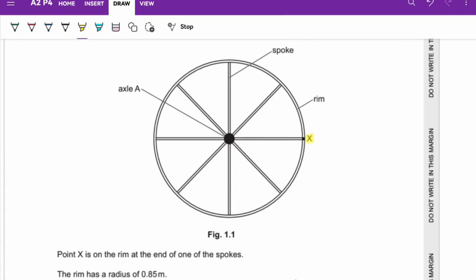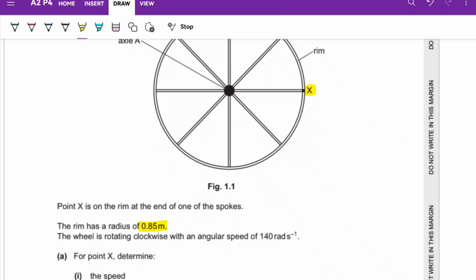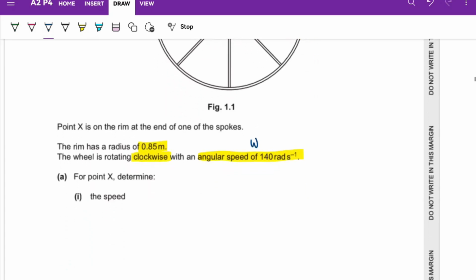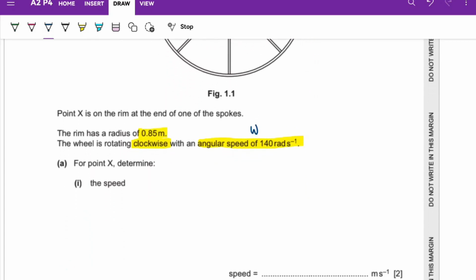The rim has a radius of 0.85 meter. The wheel is rotating clockwise with an angular speed of 140 radians per second. We know angular speed has the symbol omega. It's not W, it's actually omega, but it looks like a W. Part A: for point X, determine the speed.